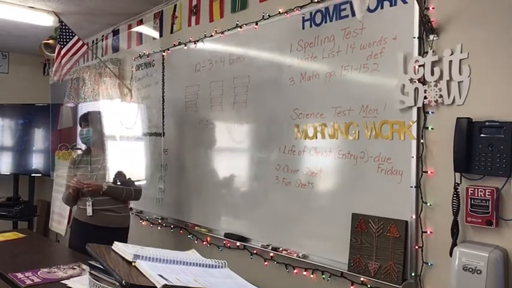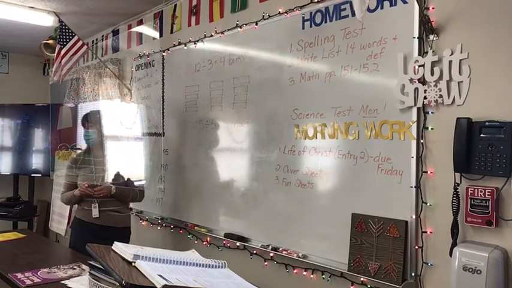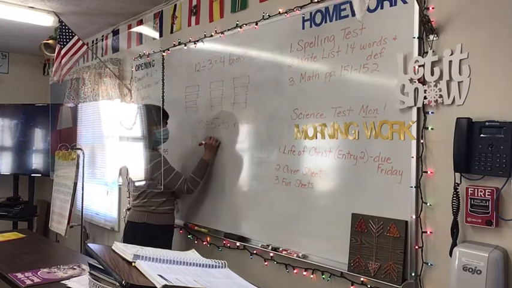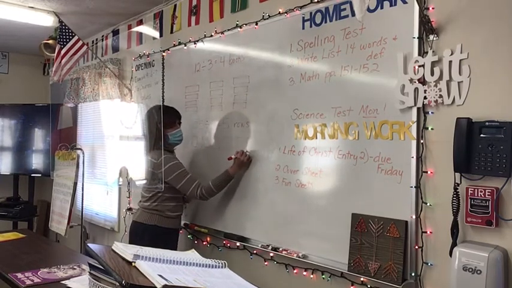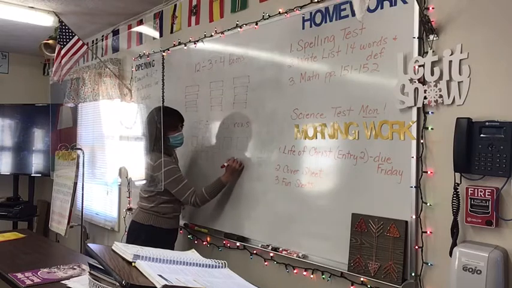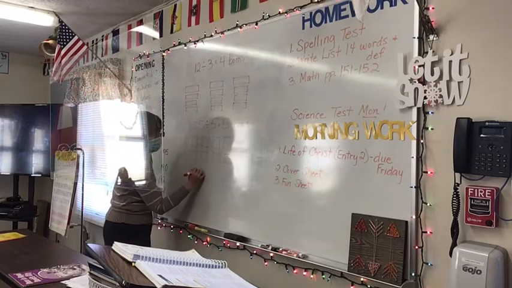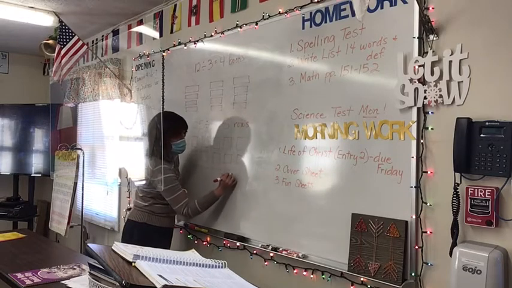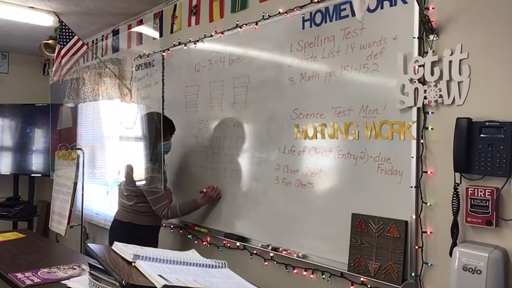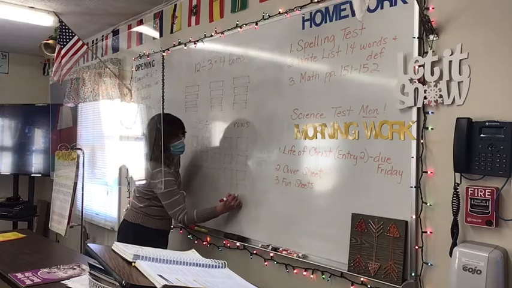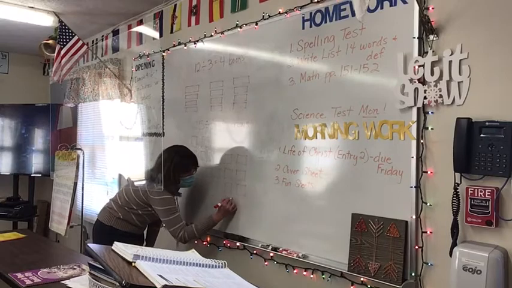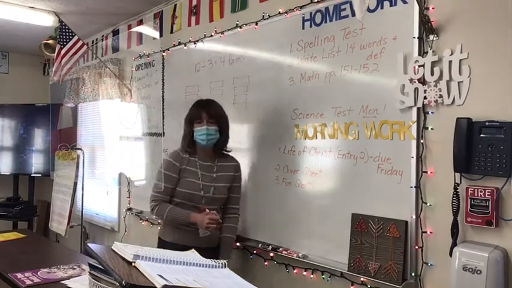You put 5 little rectangles. We have 5 rows of 5 desks, right? You're just going to draw lots of desks. You need to be drawing this. Okay. 25 desks.